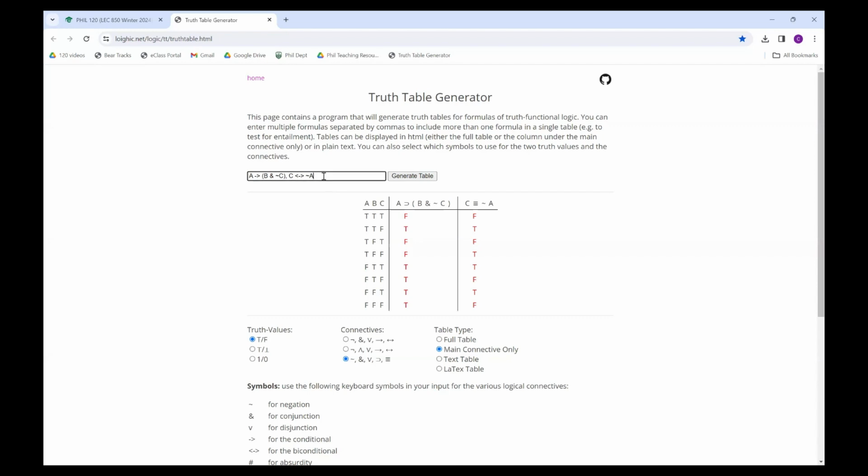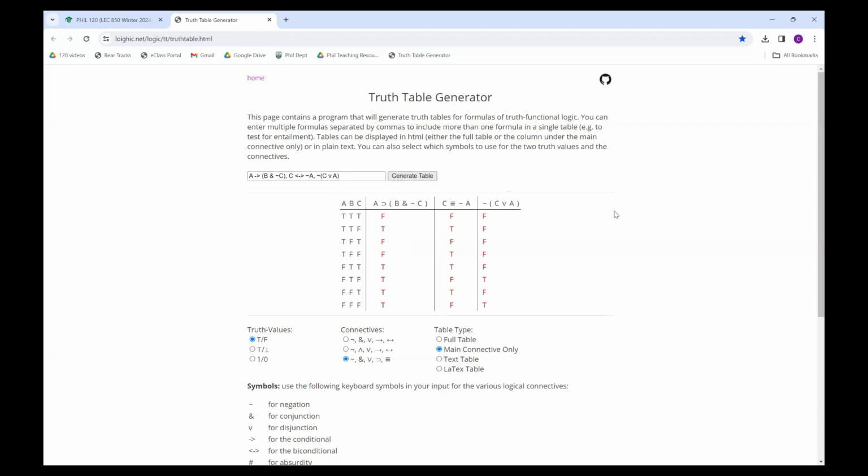Now, if we add another line to this, let's add this. This is going to be neither C nor A. And we'll generate a table for this.